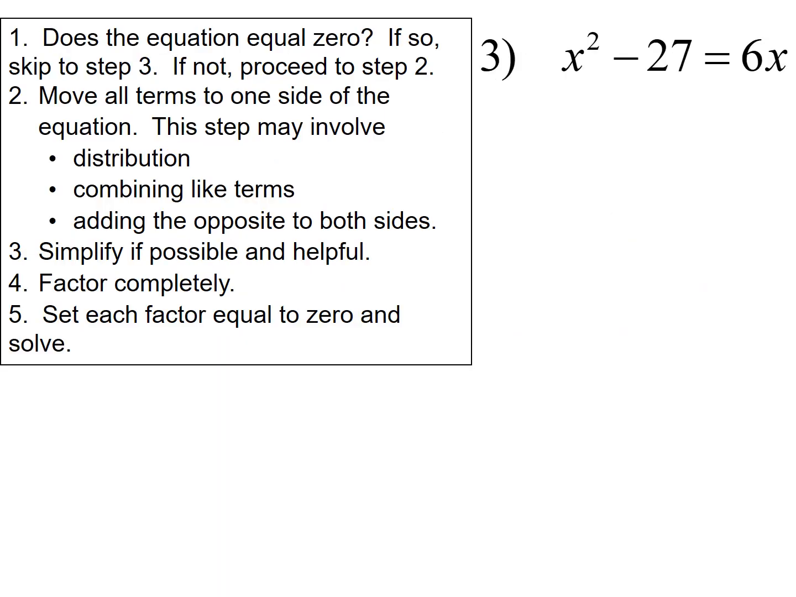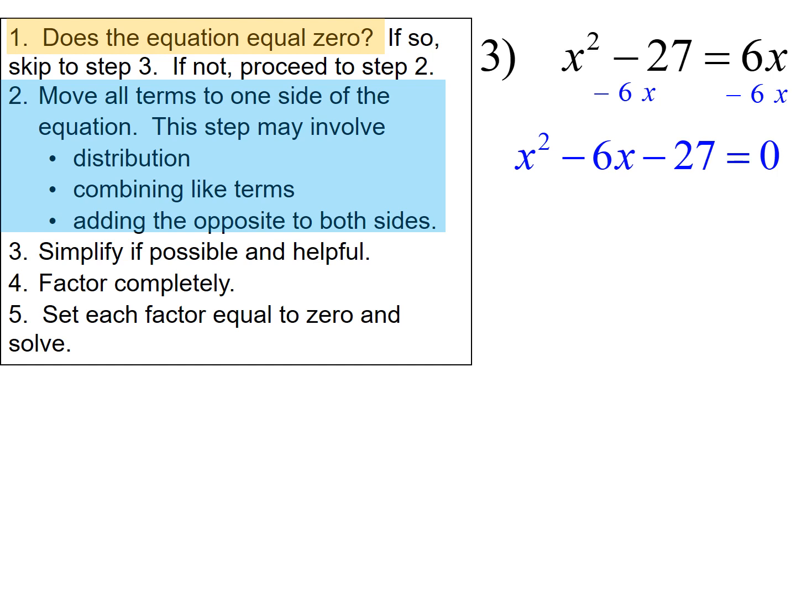Here we have problem number 3. x squared minus 27 is equal to 6x. Question number 1: does the equation equal 0? No, it does not. What we're going to do is get all the terms on one side by using our inverse properties. We're going to subtract 6x from each side. 6x is not a like term, so we have to place it on the left side. x squared minus 6x minus 27 is equal to 0.